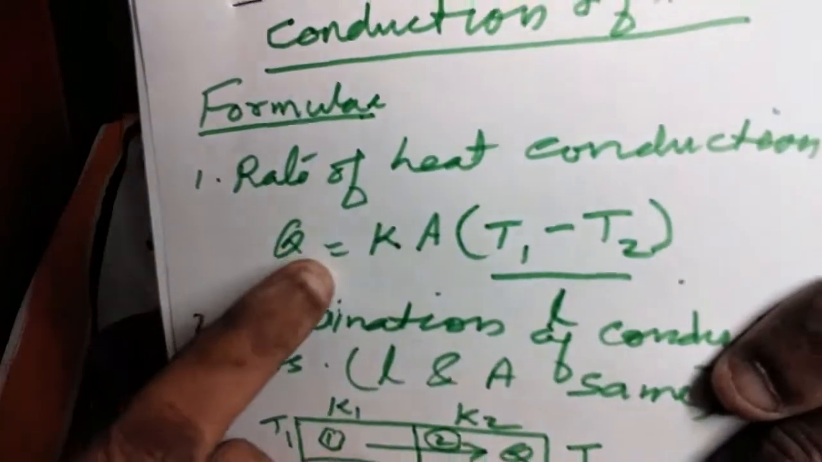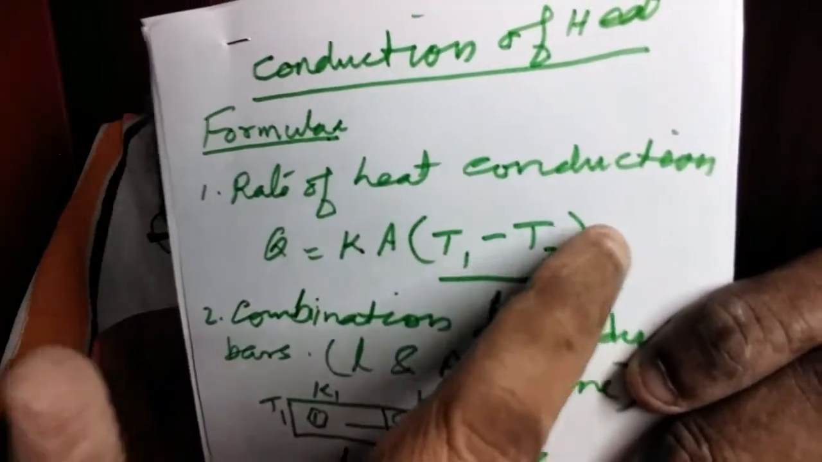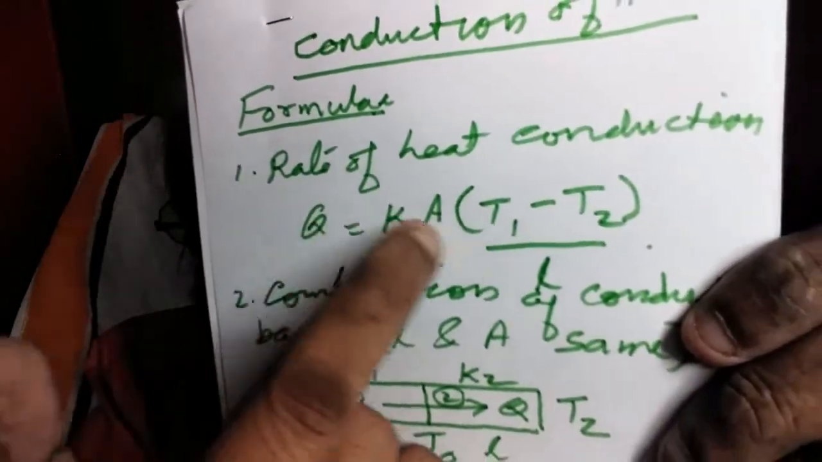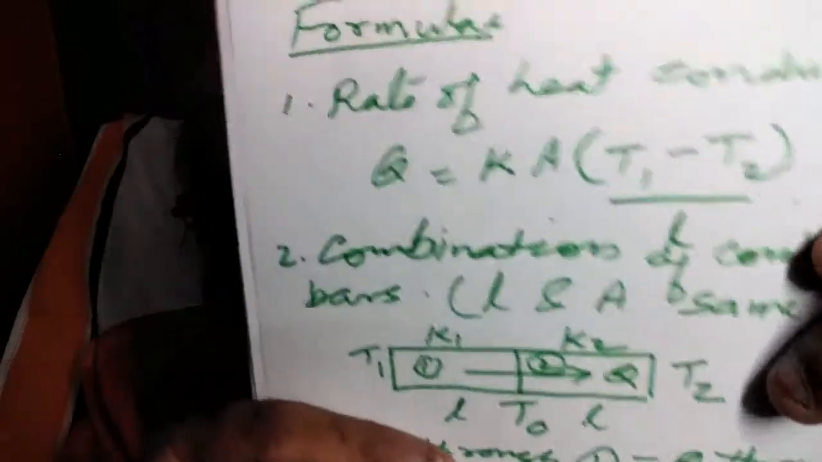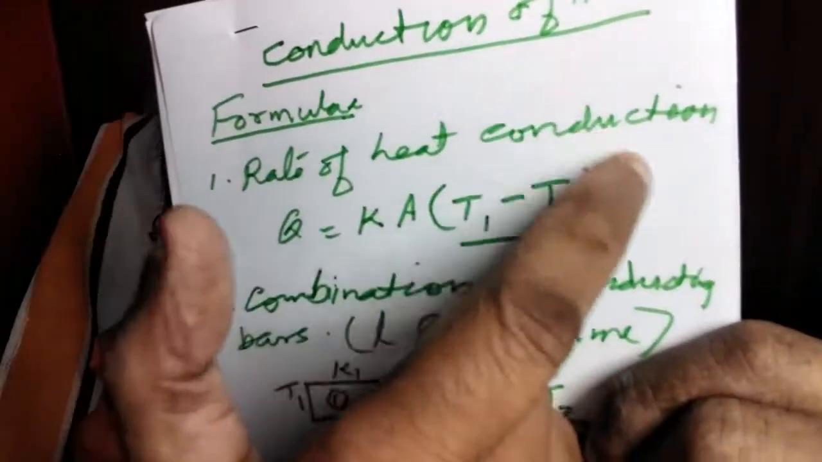So heat conducted in T seconds can be obtained by multiplying this by T. This is the heat conducted in 1 second. So this is the first formula. This is called Fourier law of conduction.